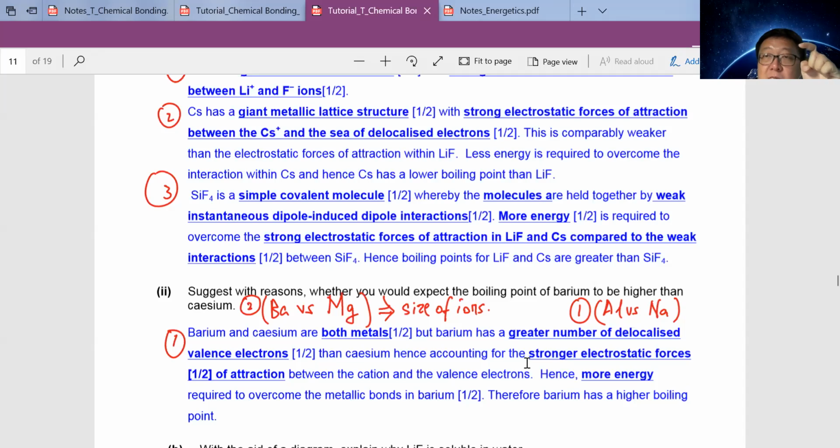The difference in size is very negligible, even though you have barium and cesium. Of course you can look at the size itself. You can also tell barium is a slightly smaller size compared to cesium, because your barium over here is Ba2+, cesium is Cs+. They have the same number of occupied quantum shells. The only difference is that your barium got one additional proton compared to cesium.